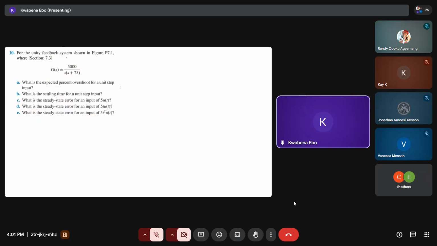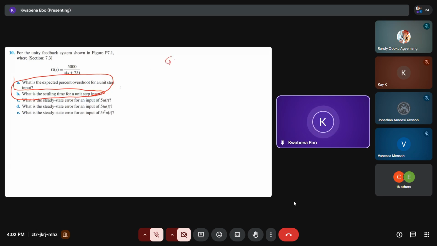Yeah, so for a unity feedback system shown here, we did not show the figure. Then they asked, what is the expected percent overshoot? Let's forget about this for now, and the second one as well. If you know it, you will know it. So what's the expected percent overshoot for a unit step input? Okay, let's just try to solve it.